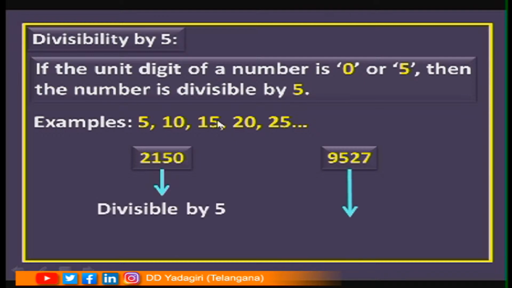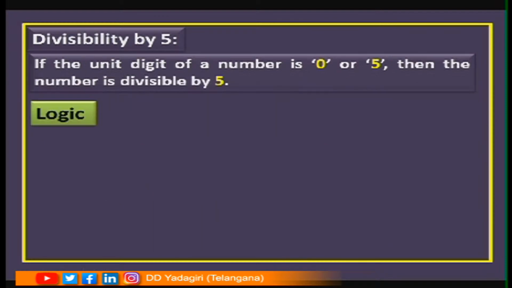Whereas, if we consider the second number, that is 9527, here the units digit is 7. So, it is neither 0 nor 5. So, I can say that this number is not divisible by 5. Let us understand the logic behind these, children.